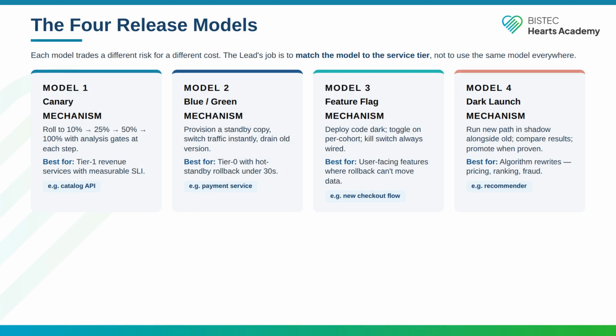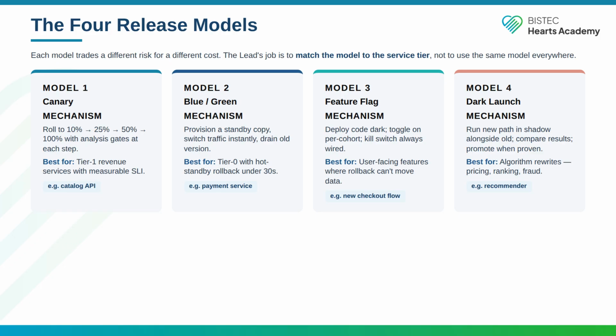4 release models, and each one trades a different risk for a different cost. The lead's job is to match the model to the service tier, not to use the same model everywhere. Canary: roll new code to 10% of traffic, then 25, then 50, then 100 with an automated analysis gate at every step. The cost is infrastructure complexity and a small blast radius for the duration of the canary. The win is that any defect is exposed at 10% of traffic, not 100. Best for Tier 1 revenue services with a measurable service level indicator.